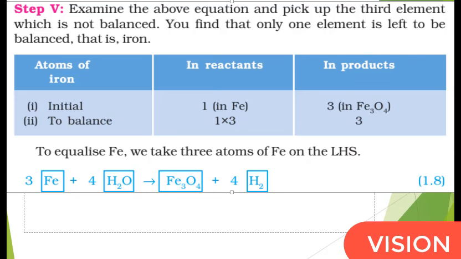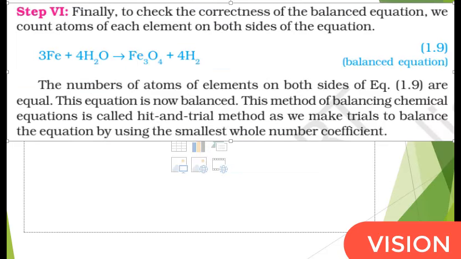But we have to check whether all the elements have been balanced or not. We have to verify. Okay, in step 5 we have balanced the ferrous, that is iron. Next, step 6. In this step we finally check the correctness of the balanced equation. Count the atoms of each element on both sides. I have counted 3 ferrous, 8 hydrogen and 4 oxygen in the LHS. Likewise 3 ferrous, 4 oxygen and 8 hydrogen in the RHS. So correctness has been verified in step number 6.